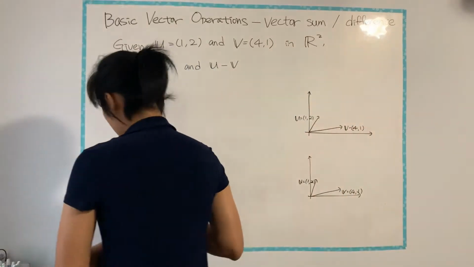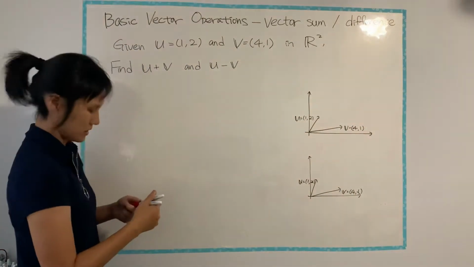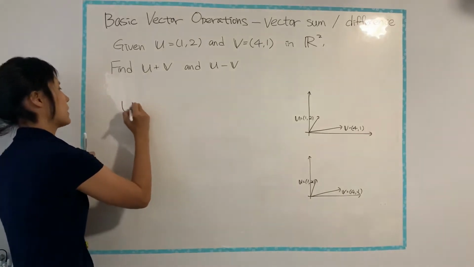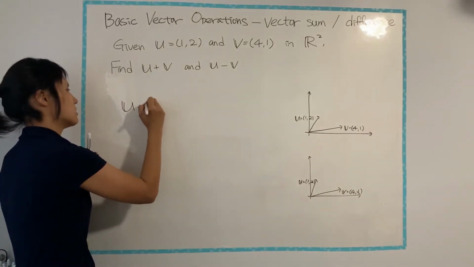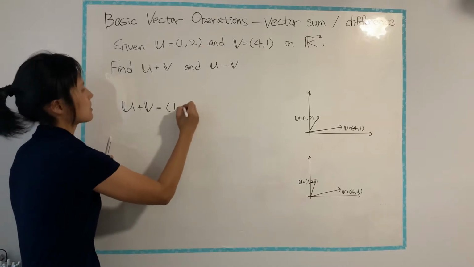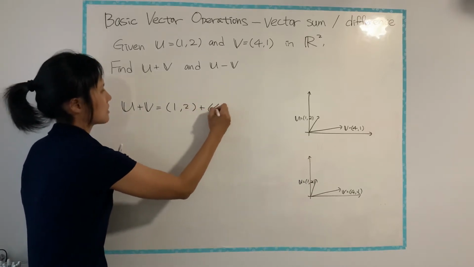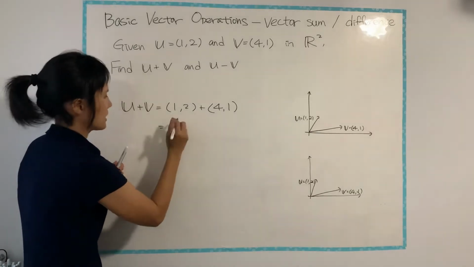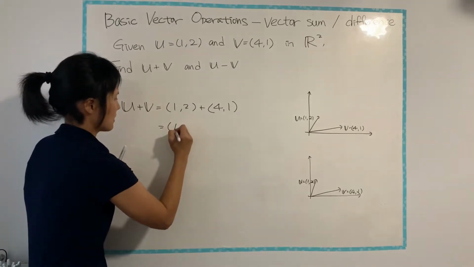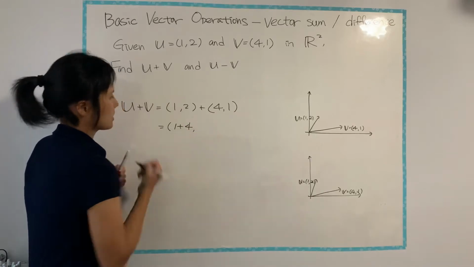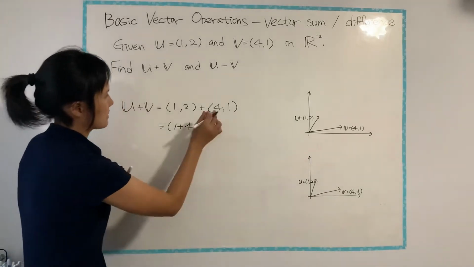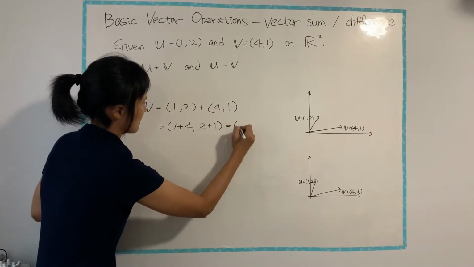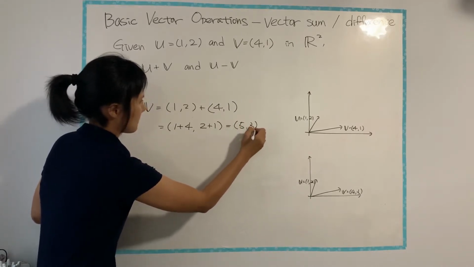If I want to find vectors u plus v and u minus v, what I need to do is just take the sum of the x components, put it together, and sum of the y components. So what I get is vector 5, 3.